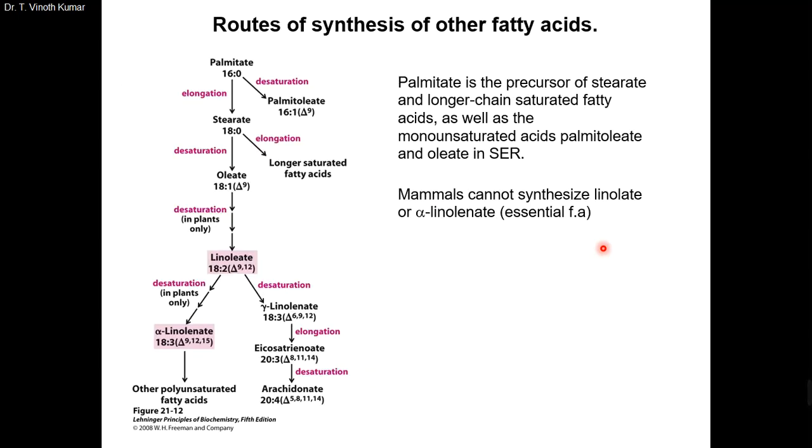This is regarding the regulation of fatty acid synthesis and the routes of synthesis of other fatty acids. Now we are going to see how other fatty acids are formed from palmitic acid. Initially, the first fatty acid produced is palmitate, 16 carbon palmitate.